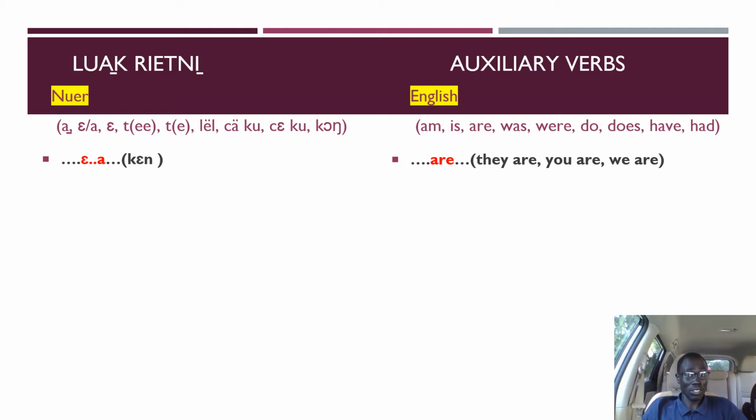But in Nuer, it is not the same thing. So when you use it, it only works with ken. It doesn't work with you. It doesn't work with we. It only works with they. So ken wake bulgorka. They are going to school.